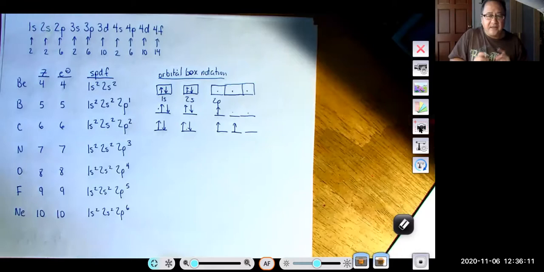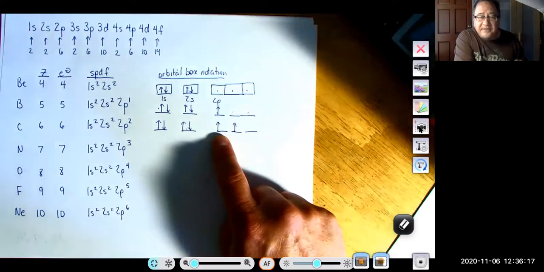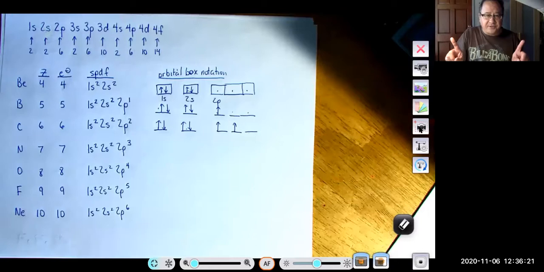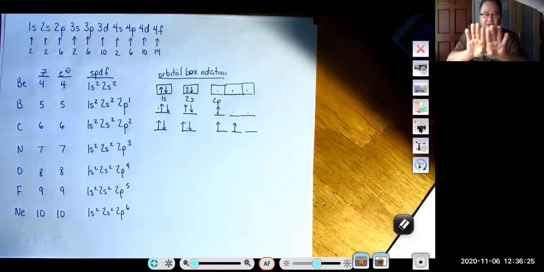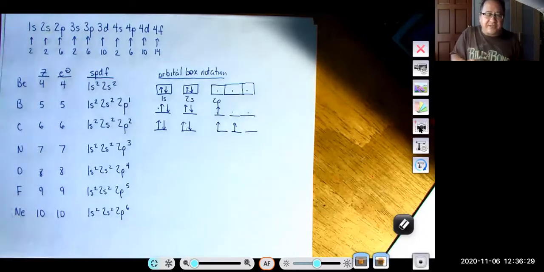Secondly, electrons have a negative charge. If I put 2 electrons in the same orbital, is that going to be as stable as putting 2 electrons in different orbitals? And the answer is no, it will not be as stable because the electrons repel one another. So rather than stick both electrons in the same room, put 1 electron in one room and 1 electron in the other room, and they're more stable.